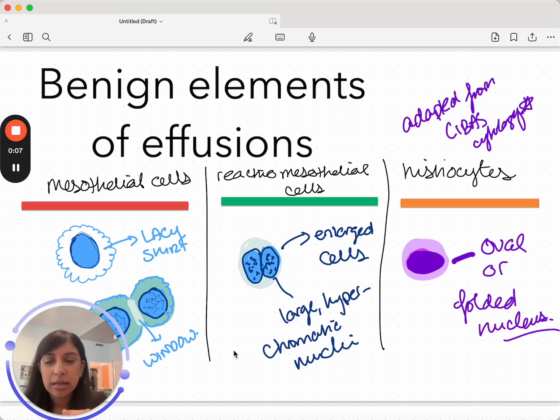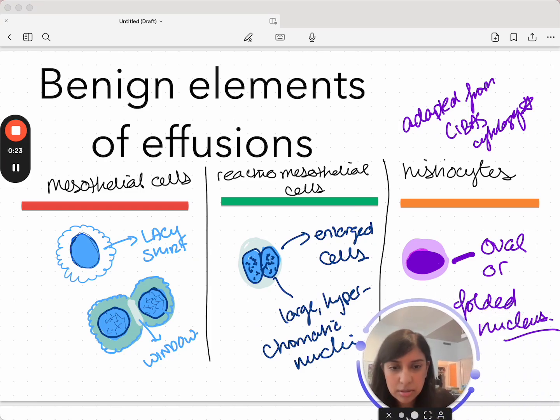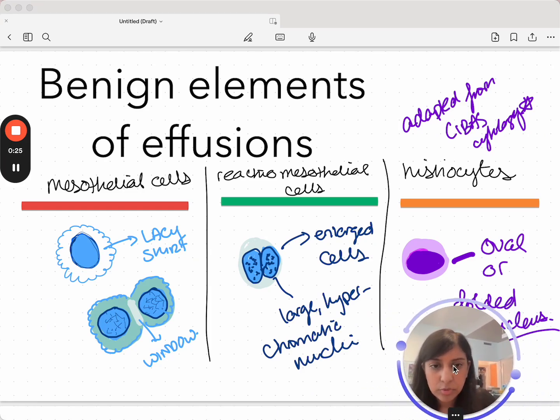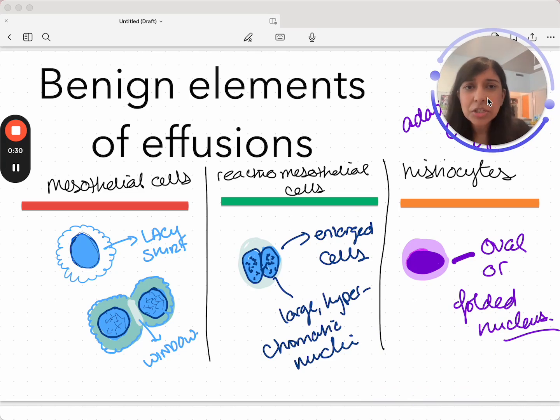This is a video on effusions, specifically benign elements of those effusions, and this is adapted from Sebas and his cytology textbook. So essentially when we think about effusions, there are different types. We think about three main types: pericardial effusions, which are more rare in terms of cytology specimens, and then also pleural effusions, which can be quite common.